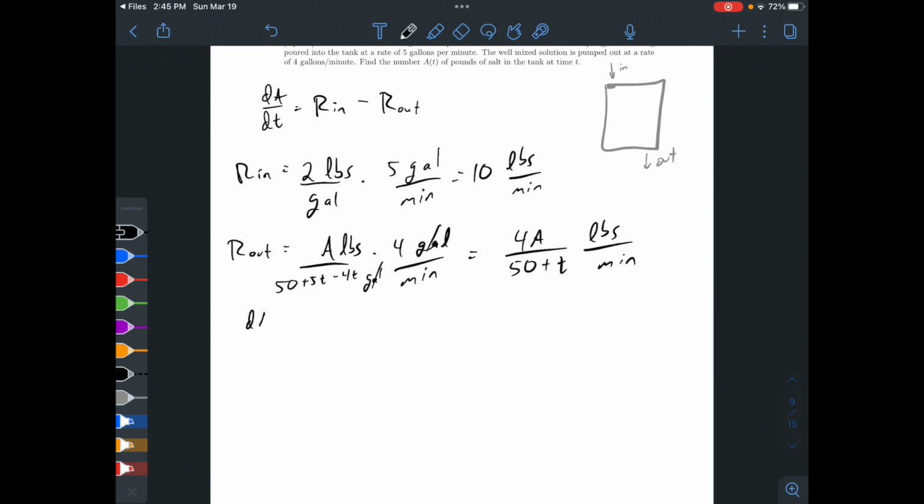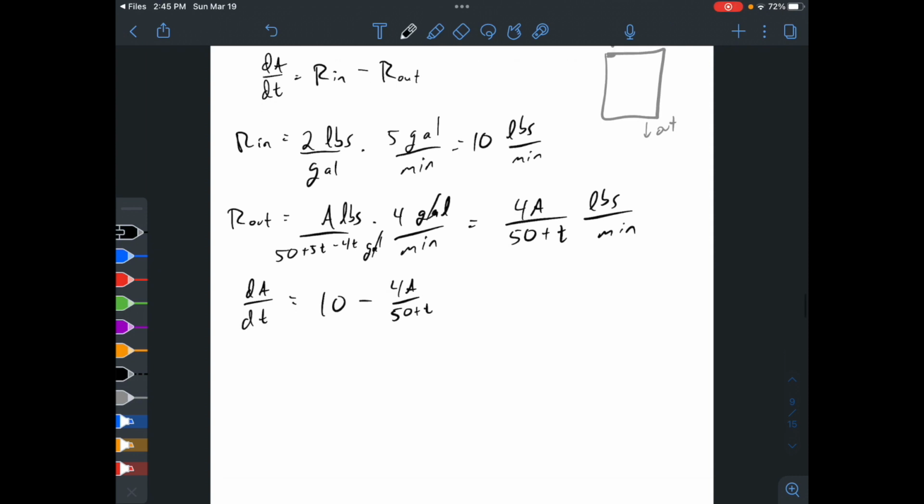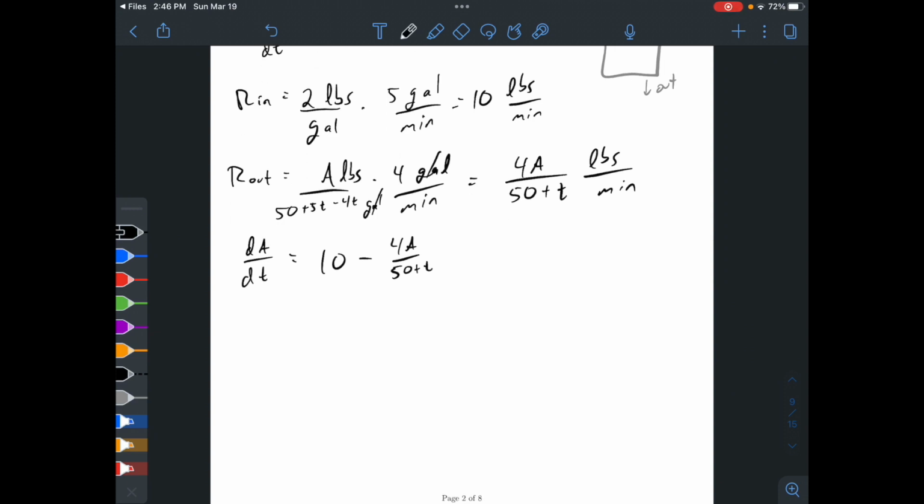Okay. All right. So what's our differential equation? dA/dt is equal to R in, which is 10, minus R out, which is 4A over 50 plus t. Now we just have to solve this differential equation. Okay, so how do I solve this? You could either recognize this as being linear, or I think it might also be separable if I remember correctly, but I think this problem is probably easier done treating it as a linear differential equation, so that's what I'm going to do.